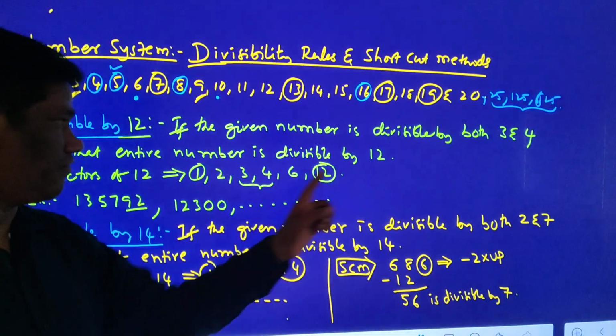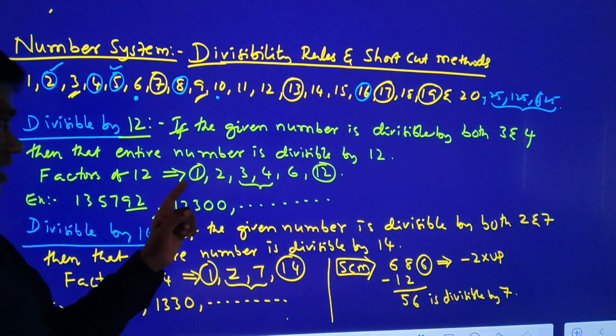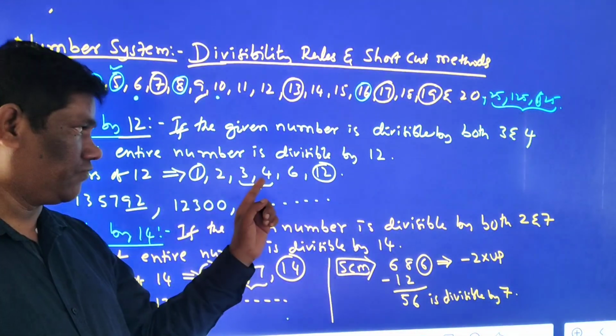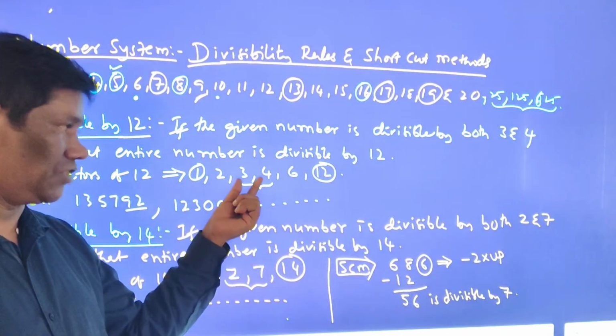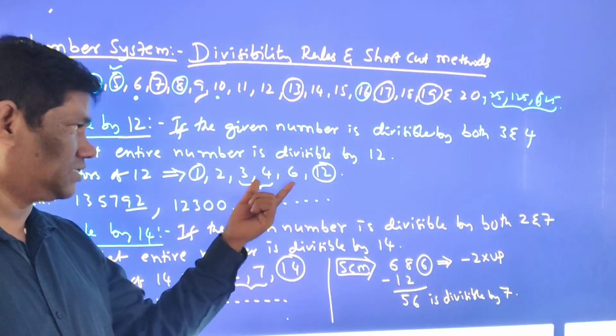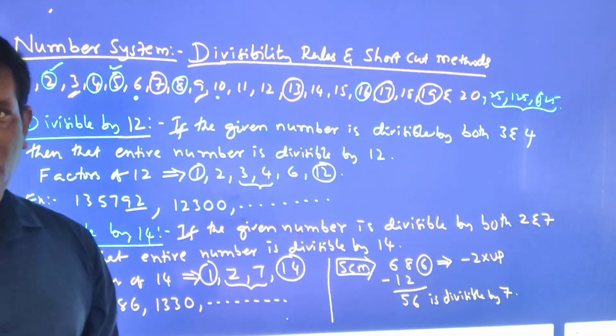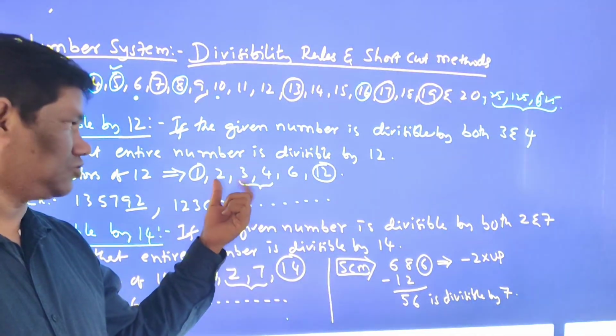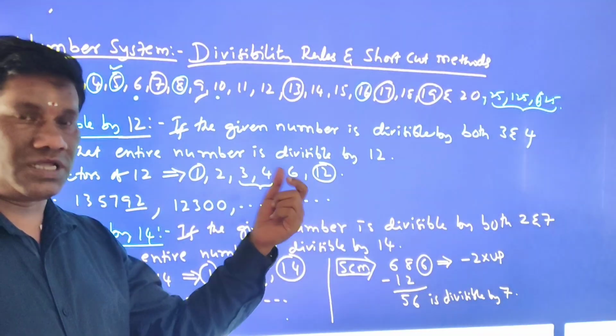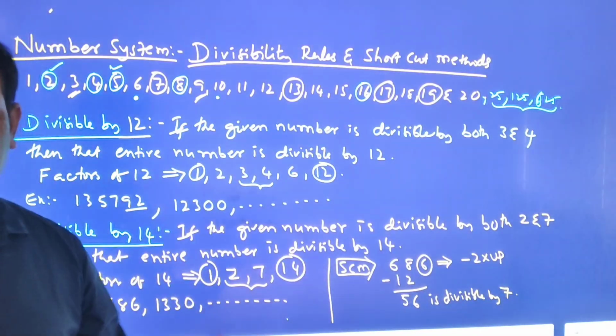Why are we taking 3 and 4? Because the factors of 12 are what? 1, 2, 3, 4, 6, 12. 3 4s are 12, so that's why we are taking 3 and 4. And here 2 6s are 12, even though we are not taking 2 and 6. Why? Because the numbers which are divisible by 2 and 6 may not be divisible by 12.